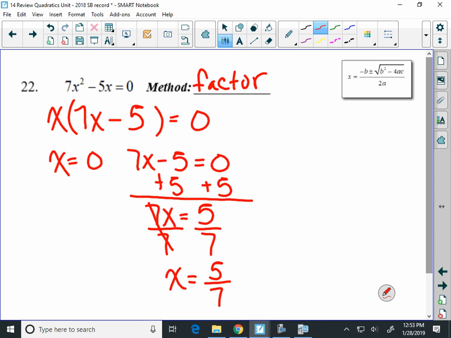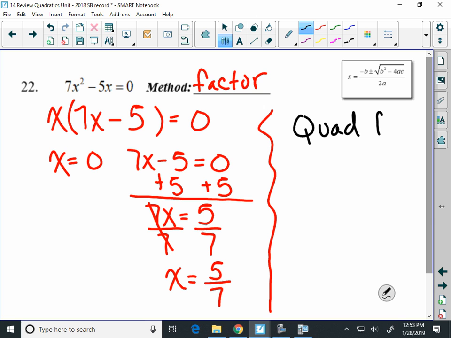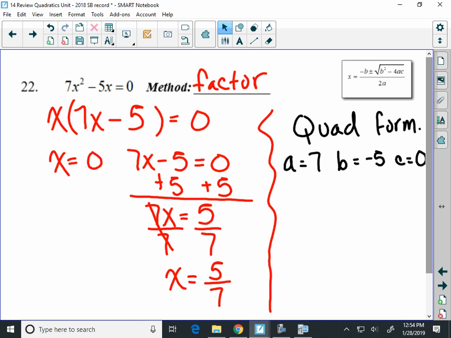If you happen to decide to use the quadratic formula, I'm not going to work it all out, but if you did, a would be 7, b is -5, and c is 0. And eventually you'll come up with the same solutions that I did. But you need to know what a is, what b is, what c is.